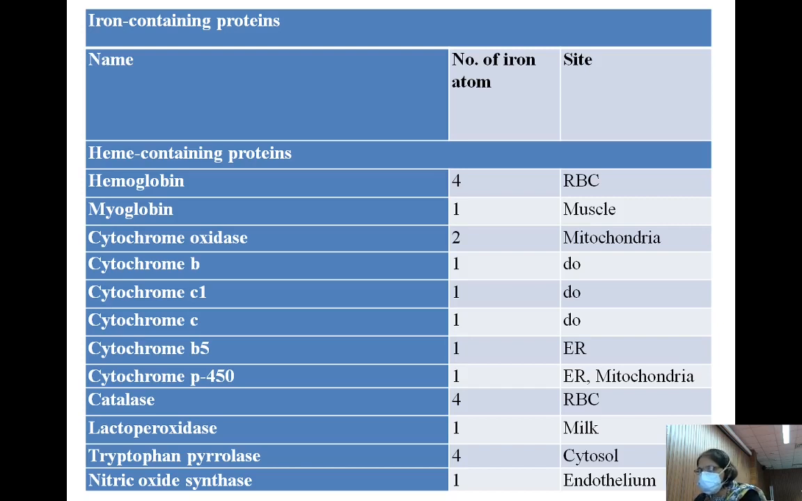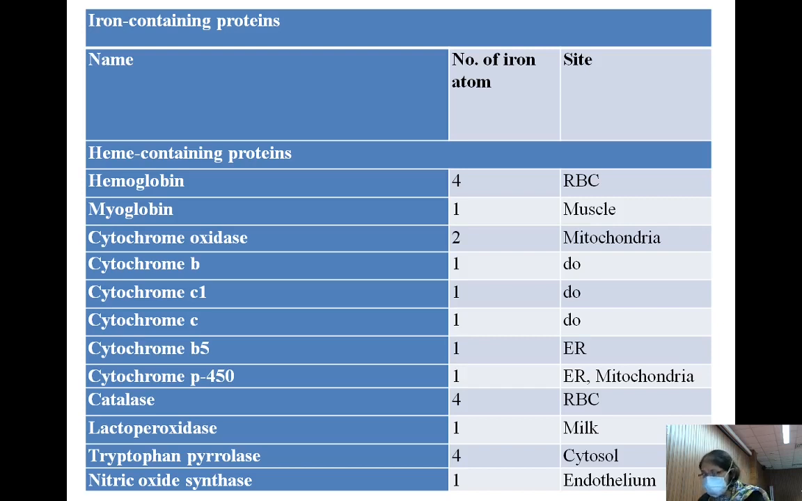Cytochrome P450 is very important. NADPH acts as a coenzyme here. Cytochrome P450 is the enzyme in the first phase reaction of xenobiotic metabolism where NADPH acts as a coenzyme. It is present in the endoplasmic reticulum and mitochondria. Number of iron atoms: 1.